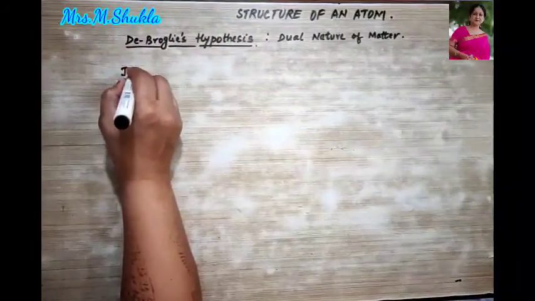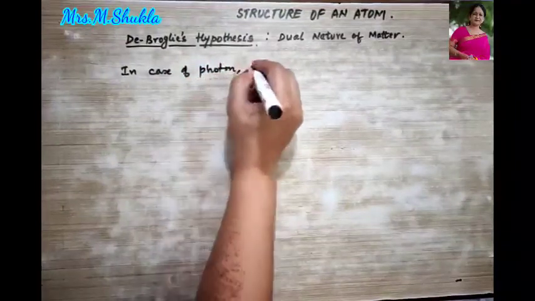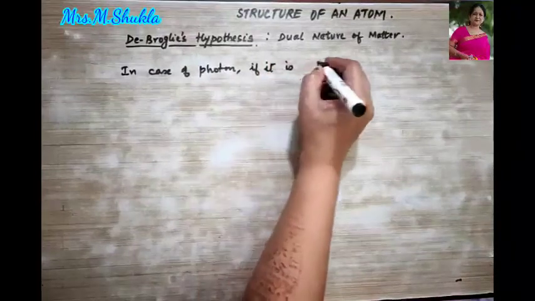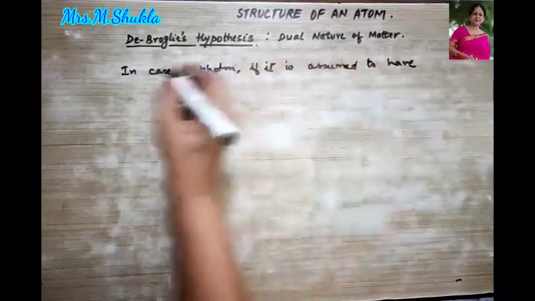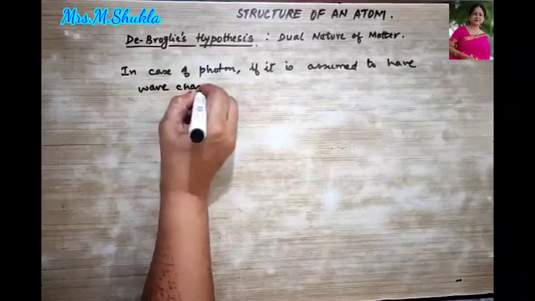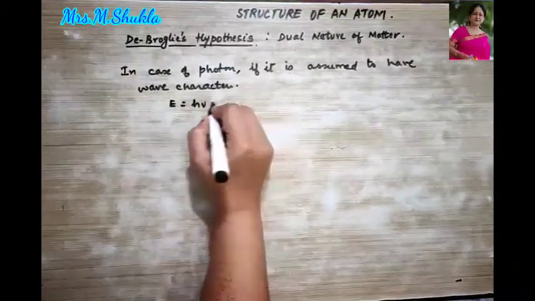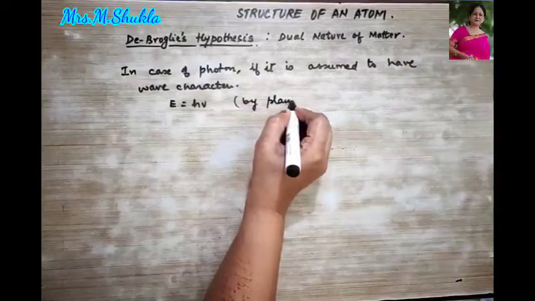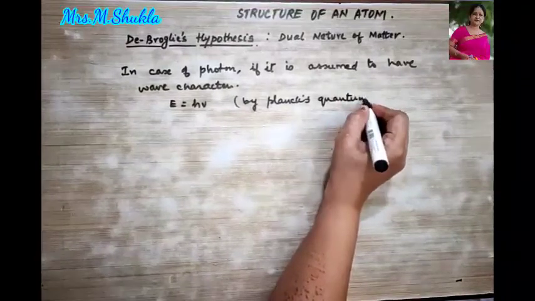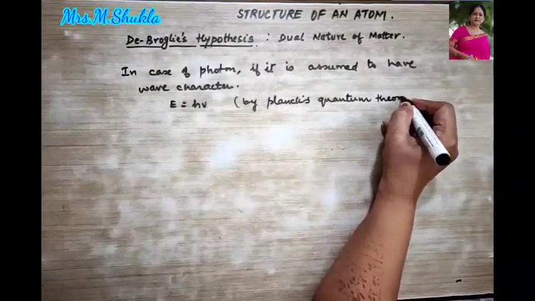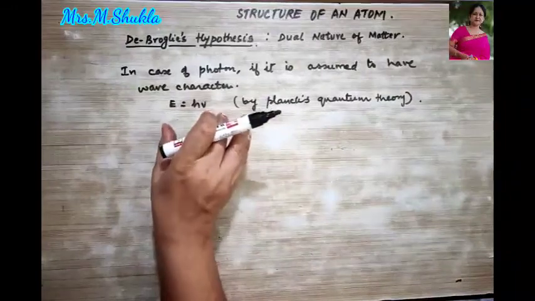How? Like in case of a photon, if it is assumed to have wave character, then E is equal to hv. This was given by Planck's quantum theory. Planck's quantum theory is not in your syllabus, so I'm not going into much detail, but according to Planck's quantum theory, what did it say? That light always exhibited wave character.